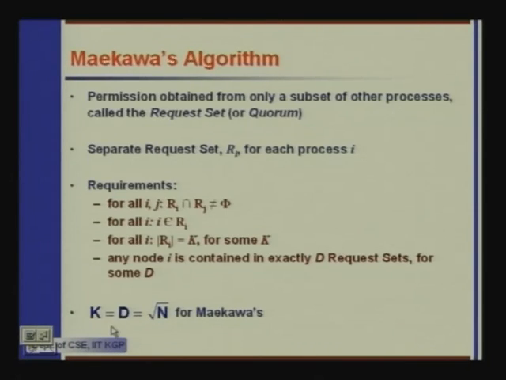For Maekawa's algorithm, we create the request sets in such a way that k equals d equals root n. We have not discussed how we create the request sets, but we assume that the request sets given to us satisfy k equals d equals root n.